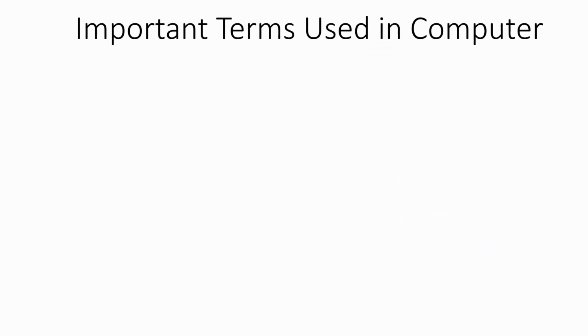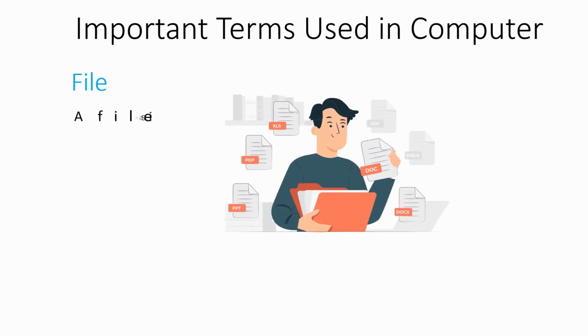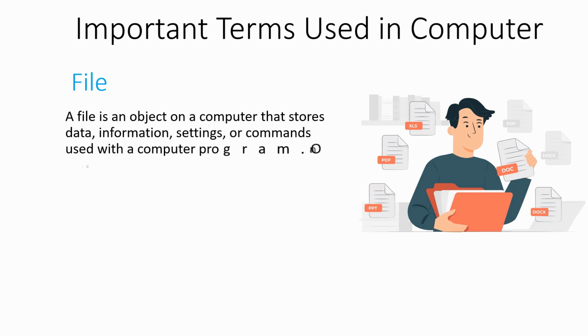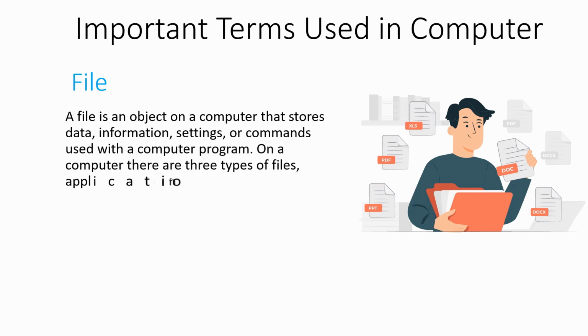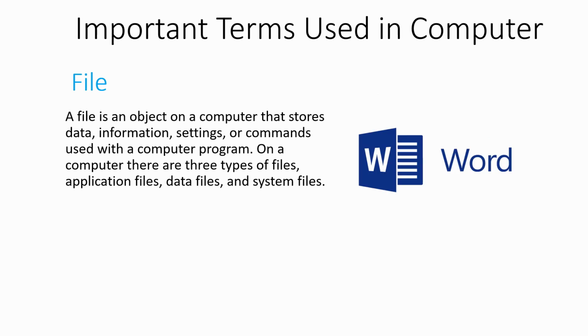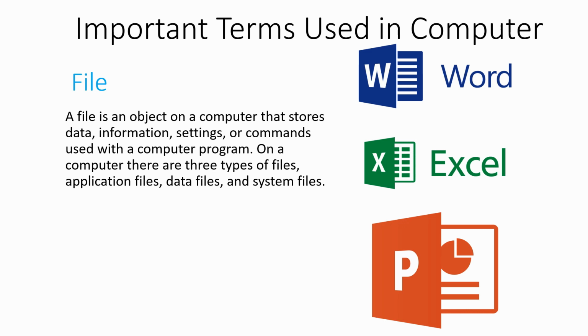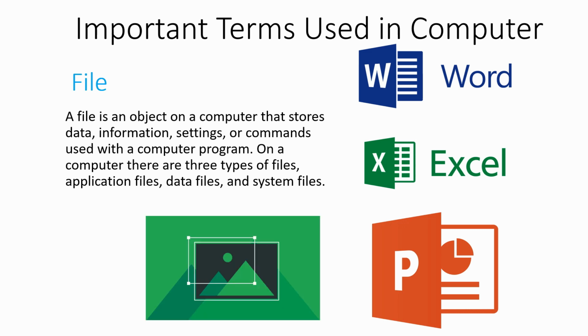And the next important term is the file. Actually, file is an object on a computer that stores data, information, settings or commands used with the computer program. It can be any information or the data that is stored with a particular or a specific name. For example, it may be a document file that is created with the help of MS Word, or an Excel file or PowerPoint file. It may be any picture or image that we save in our computer system.